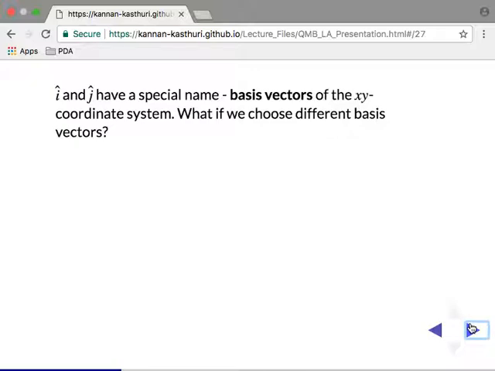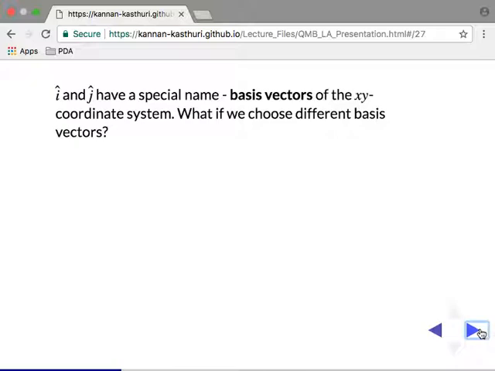These two vectors have a special name. They are called the basis vectors. So i and j are two basis vectors. They define any other vector in that space. If you scale i by 5, you go 5 units in the x direction, and you can scale j by 10 and you go 10 units in the y direction.